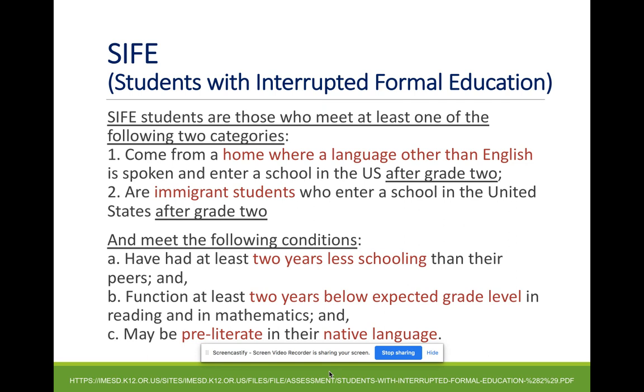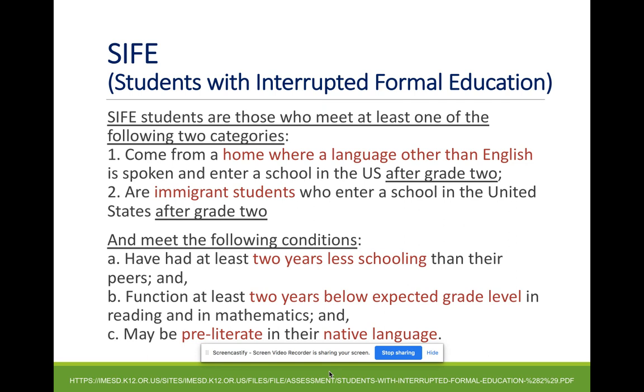Their instruction in their first language has been interrupted. And so they're in anything. So we can't even say they're 13, but they're not necessarily ready for seventh grade math because their instruction was interrupted.